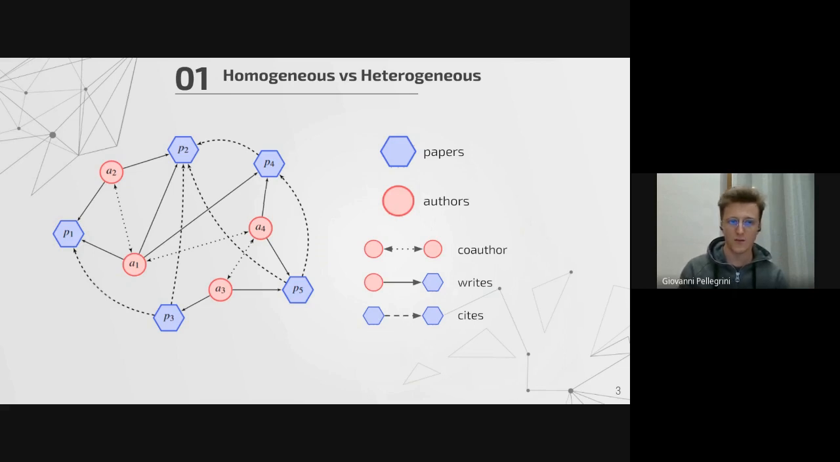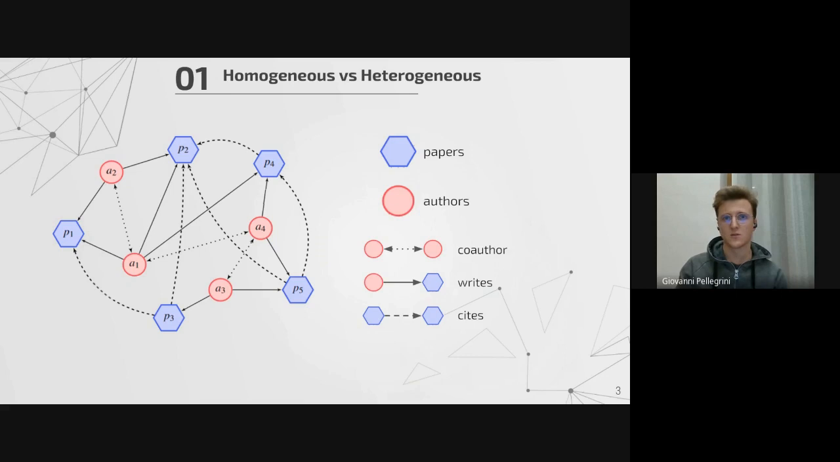Then we might have different links between them. For instance, the dotted link indicates a co-authorship, so it links only two author nodes, whereas a solid link means that an author has written a certain paper, and the dashed line is a connection between two paper entities, meaning that one paper cites another one.